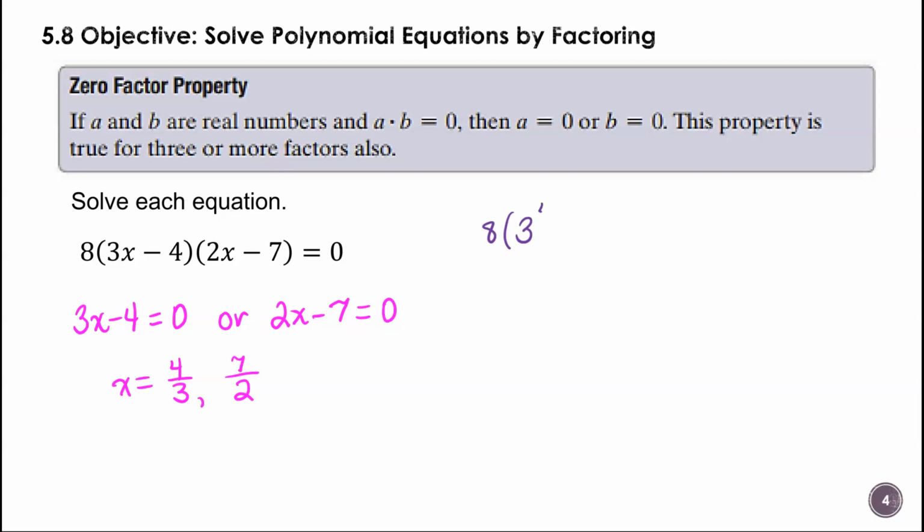So I'm going to put in a 4/3 times my 3, and then subtract 4, and 2 times 4/3 minus 7. And so then I would just check both of these. So you can see if I multiply 3 times 4/3, it's 4. 4 minus 4 is 0, so now I have 8 times 0.